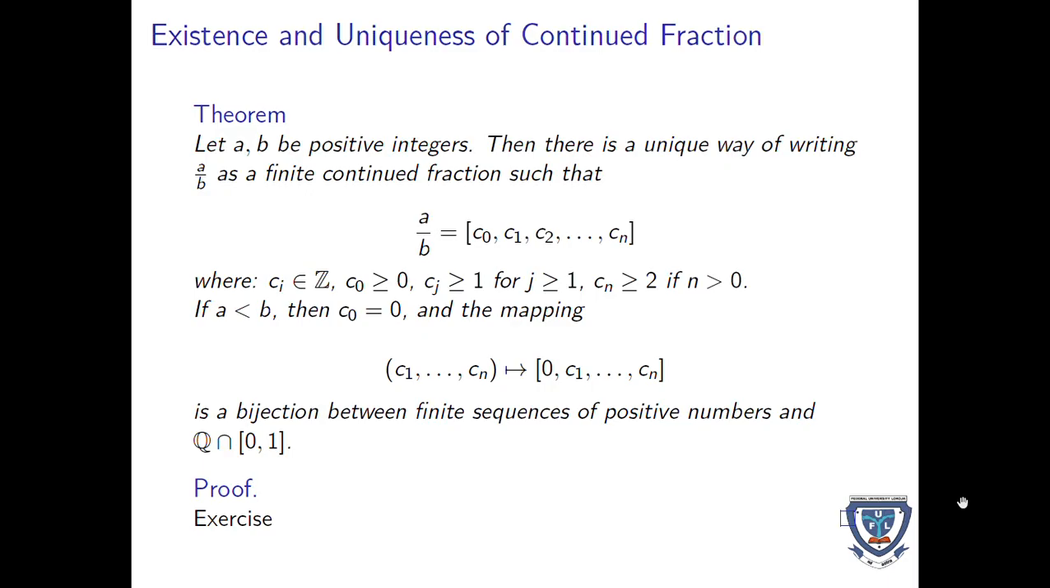Let a and b be positive integers. Then there is a unique way of writing a over b as a finite continued fraction, such that a over b is equal to the finite continued fraction [c0; c1, c2, ..., cn]. The proof of this theorem is left as an easy exercise.